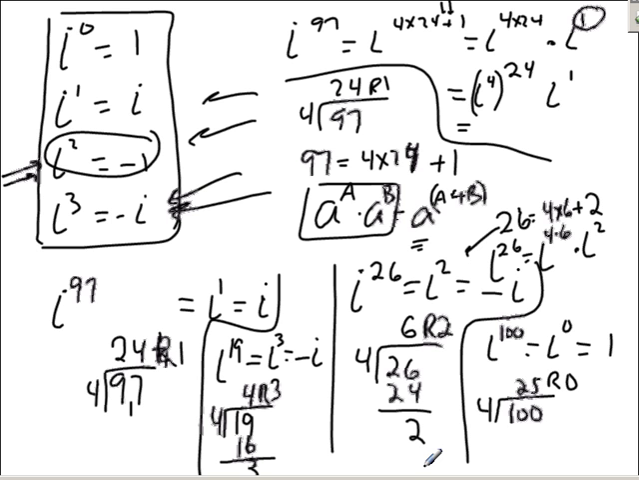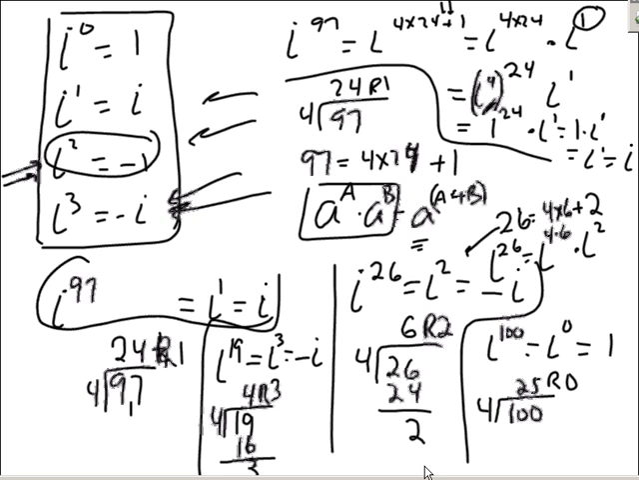But here's where dividing by 4 doesn't change anything. i to the 4th is 1. 1 to the 24th is 1. 1 times i to the 1 is i to the 1, which is i. The answer is i. Okay. The answer is simply i.